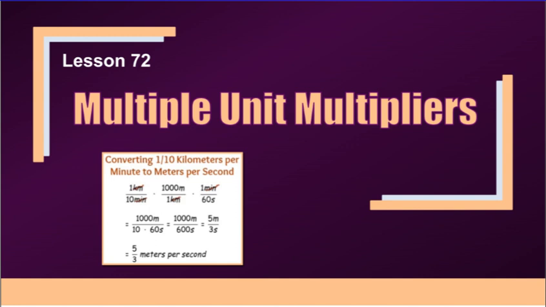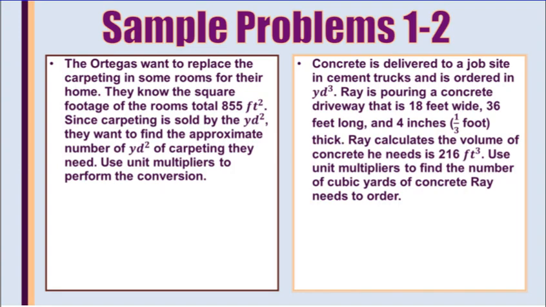Lesson 72, multiple unit multipliers. In this lesson we're going to use what we've known already about using one unit multiplier, but this time having to use it multiple times. It says the Ortegas want to replace the carpeting in some rooms of their home.